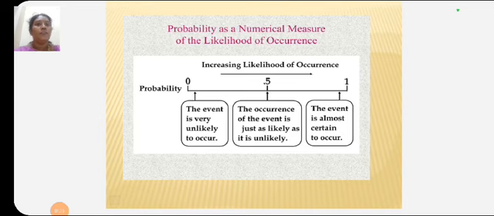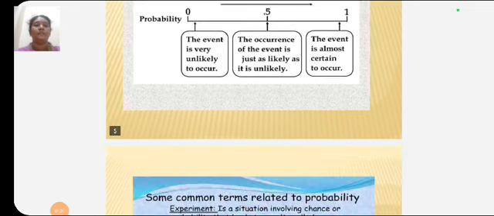This is a measure of probability. So if the event is very unlikely to occur, then the probability is 0. If the occurrence of the event is just as likely as it is unlikely, then the probability is 0.5, and if the event is almost certain to occur, then the probability is 1.